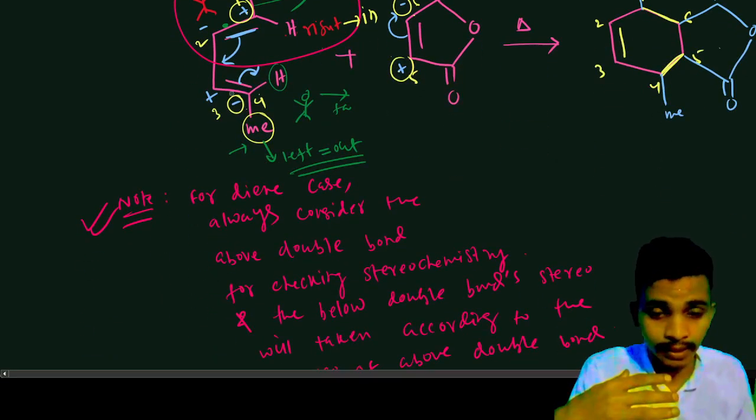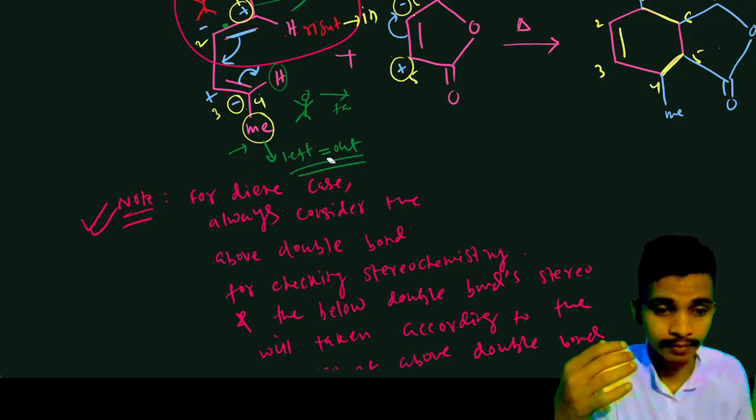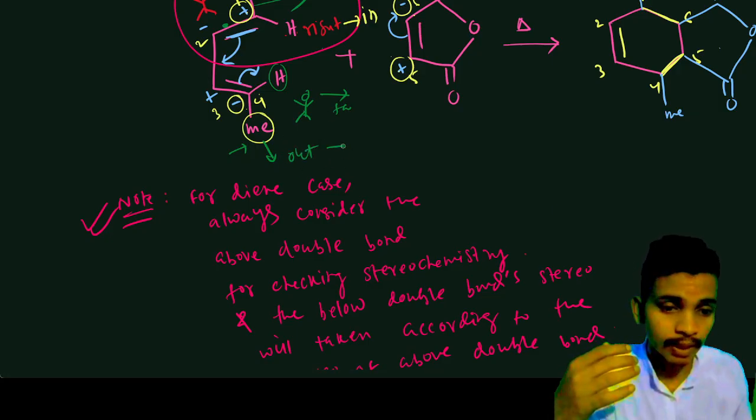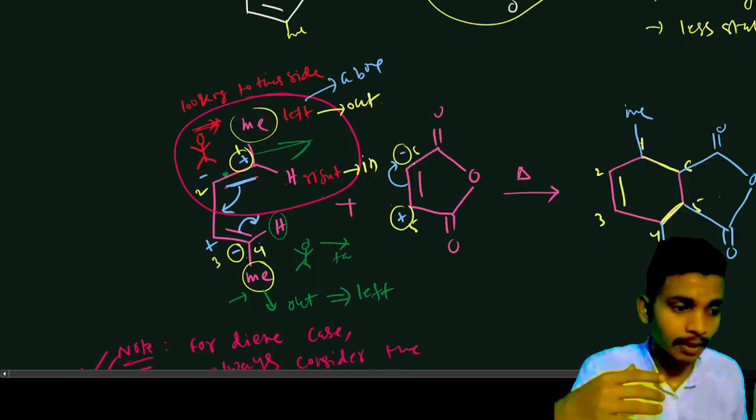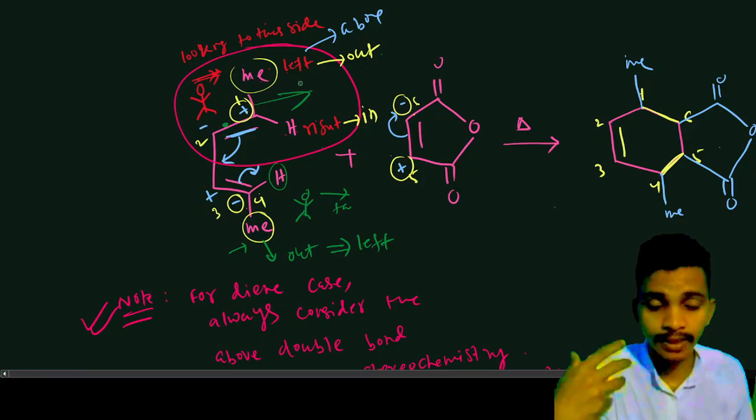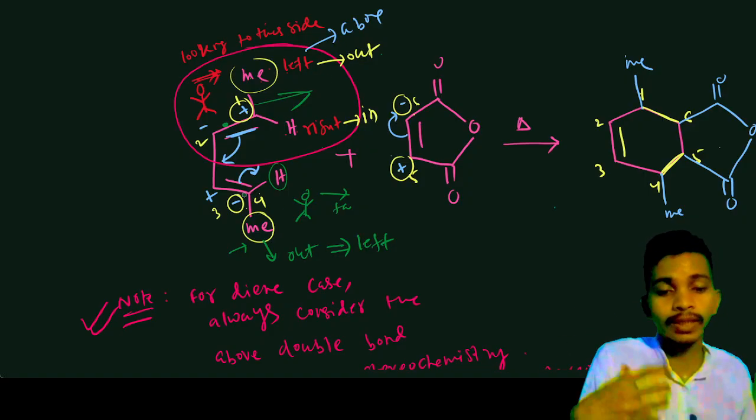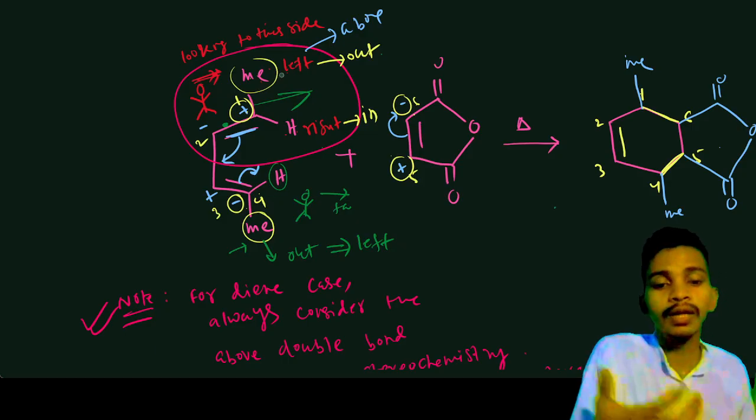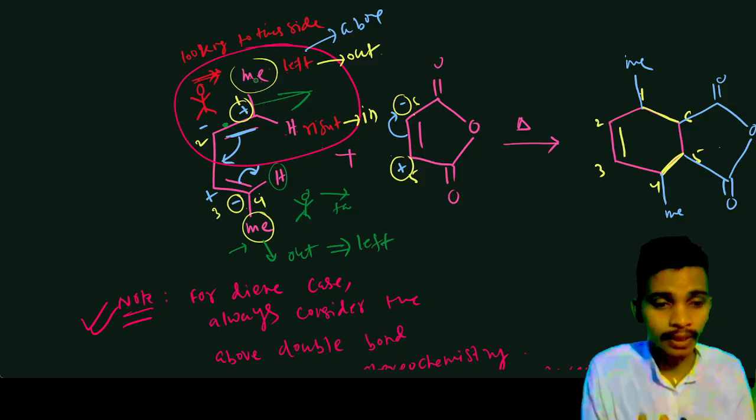So for the case of the below double bond, since this is out, I will directly write left. This is out, so I will say that this is left. Because in the above I already took that out means left, here also I will do that. This means the stereo of the below double bond is taken according to the stereo of the above double bond. This is for the diene case.